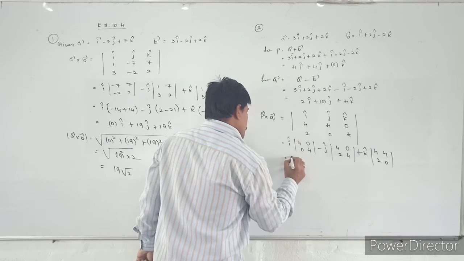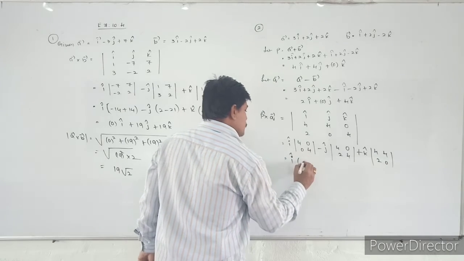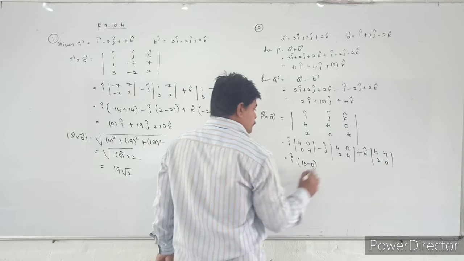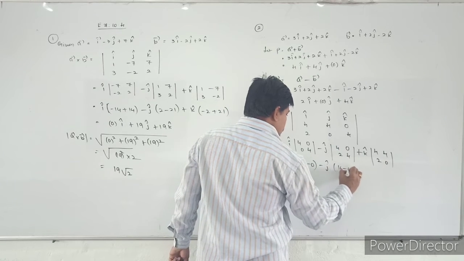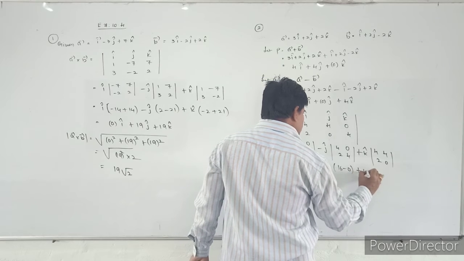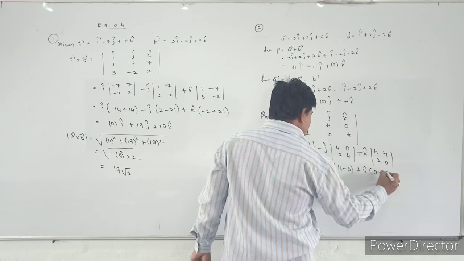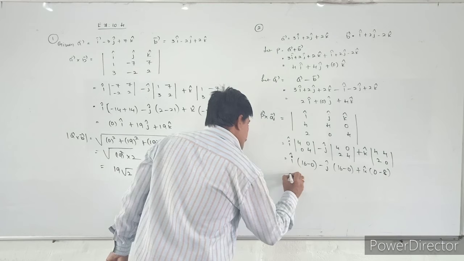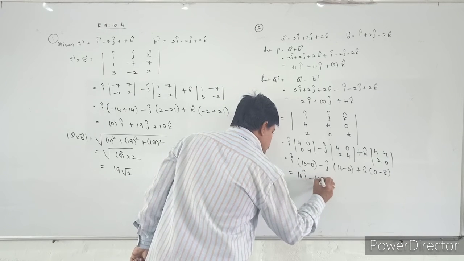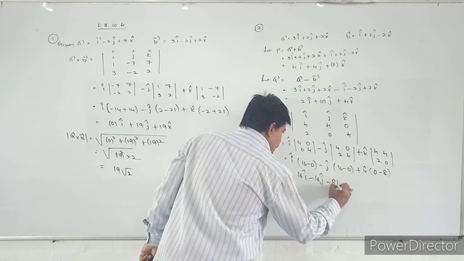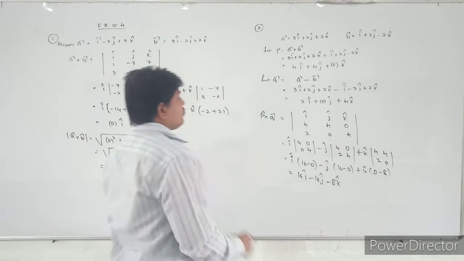Expanding, i cap into 16 minus 0, minus j cap into 16 minus 0, plus k cap into 0 minus 8. That is nothing but 16 i cap minus 16 j cap minus 8 k cap.